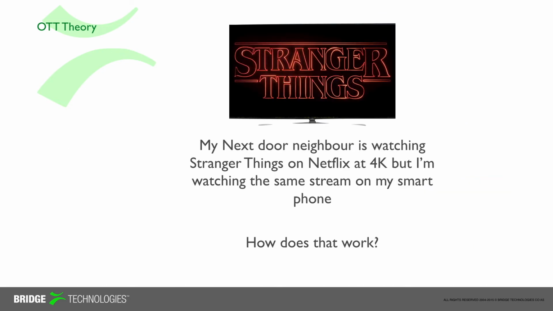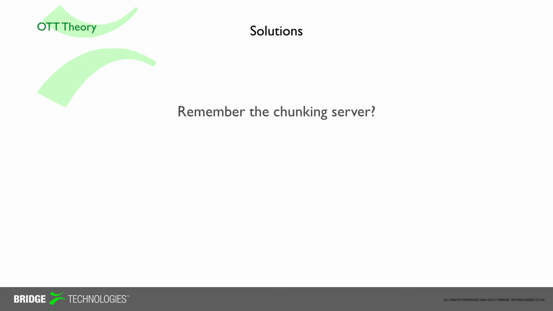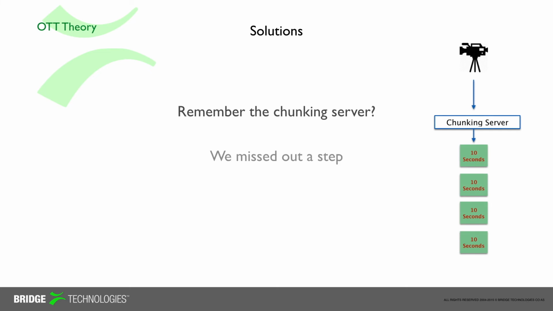So different parts of the internet have different speeds. So let's just imagine that, as the slide shows, the next door neighbour's watching at 4K, but I'm watching on my telephone. I'm not expecting a 4K picture on my small smartphone. So how does that actually work? We missed out a section at the chunking server. We've got these 10 seconds chunks of the video. So we use something called adaptive bitrate streaming. Adaptive bitrate streaming is a concept that is used in OTT delivery.